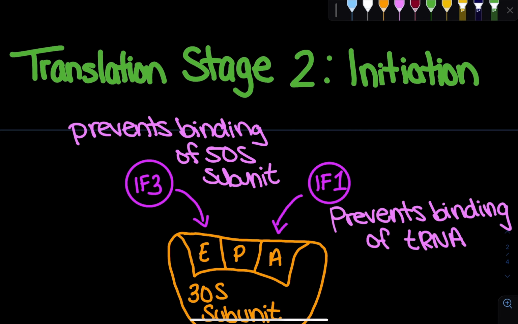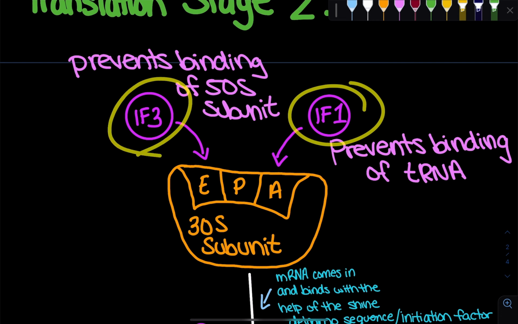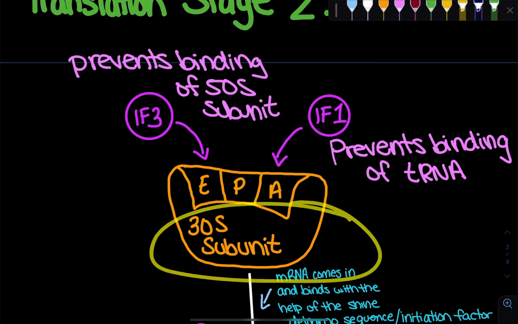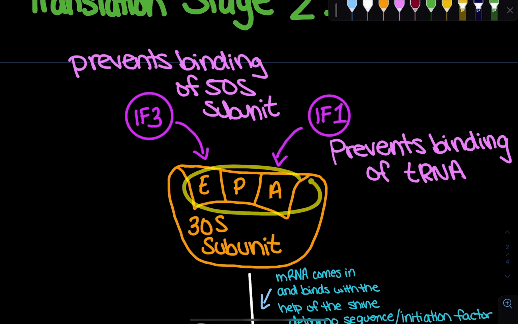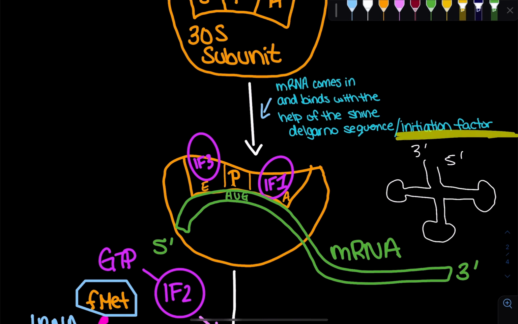Initiation, second part of translation. First thing that we did, we prevented the tRNA from binding, and we prevented the 50S subunit from binding by using IF1 and IF3 on that 30S subunit. That 30S subunit has 3 locations, the A site, P site, E site. Next, mRNA comes in. The Shine-Dalgarno sequence in prokaryotes, or the initiation factors in eukaryotes, allow for that binding of mRNA in the correct position from 5' to 3'. AUG is in line with the peptidyl site.